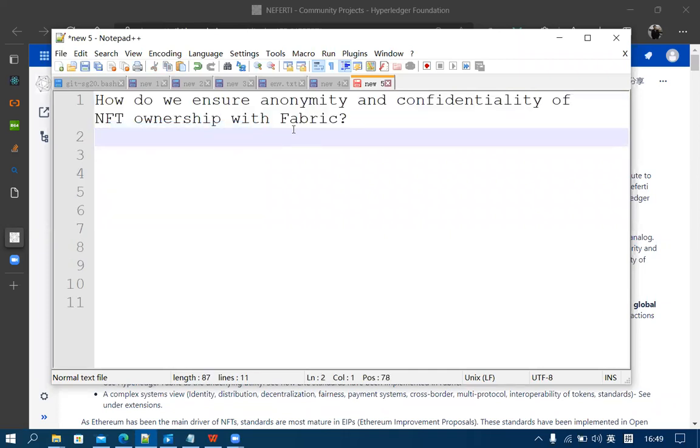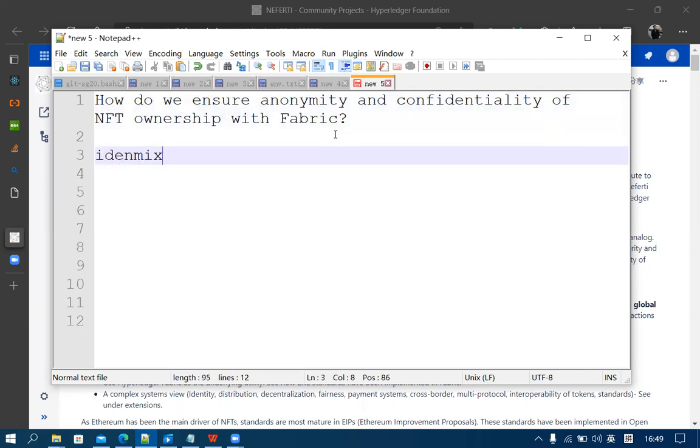How do we ensure the confidential NFT owner with Fabric? This comes to the same question. As I know, Fabric is like, everyone knows who is trading. The certificates are almost clear, unless you use Identity Mixer MSP. Maybe you can use Identity Mixer MSP for some confidential reasons, but for Fabric, it should be that everyone knows who owns the NFT.